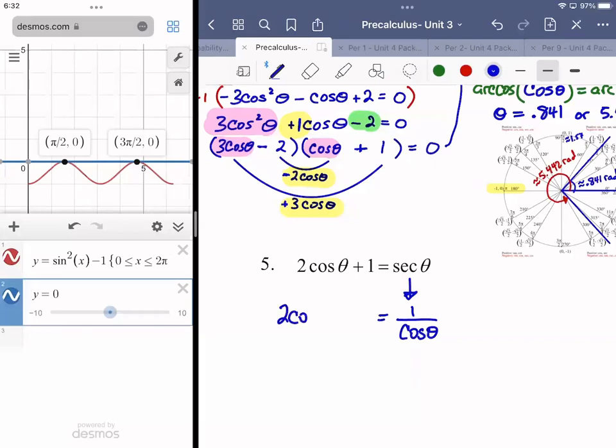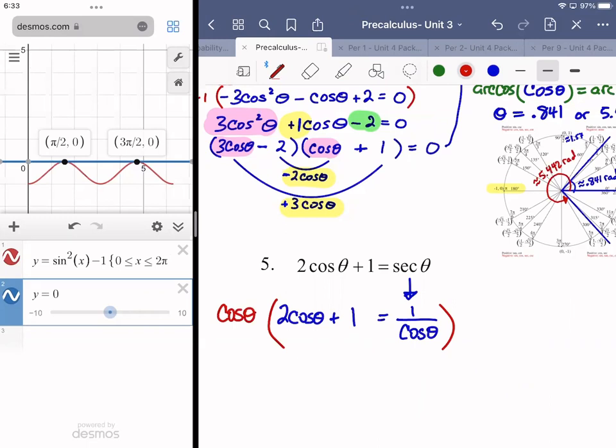All right, so 2 cosine theta plus 1 is equal to 1 over cosine theta. Now, the first thing I'm going to do to solve this algebraically is multiply everything by cosine theta. But in doing so, I'm going to lose a variable in the denominator. So I've got to be careful.